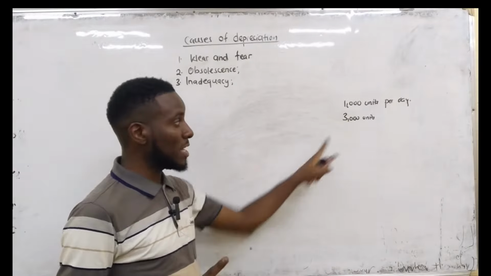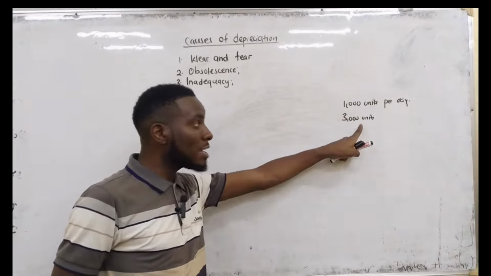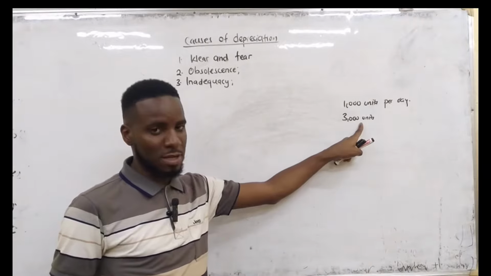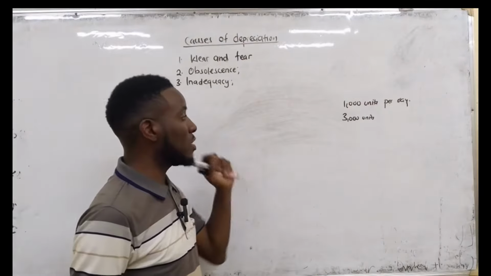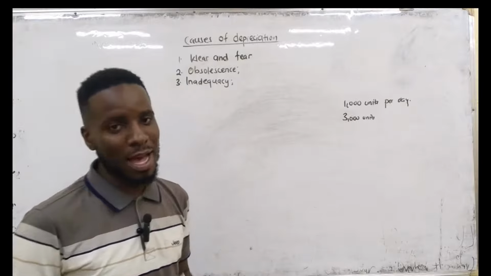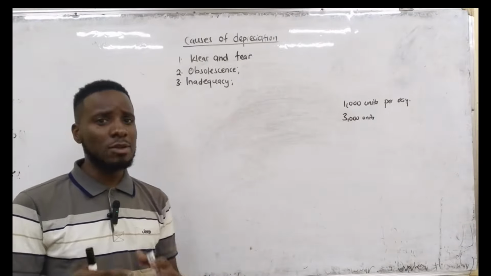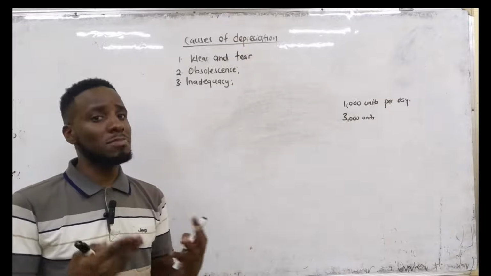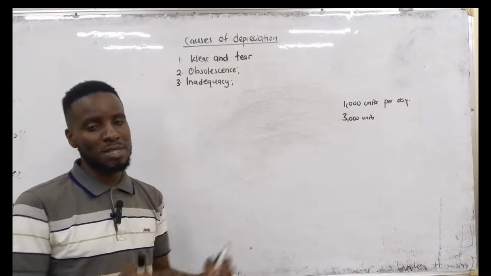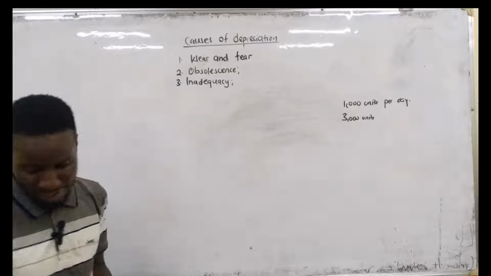Therefore, you'll be required either to sell off this asset and then purchase one that can produce 3,000. That means this asset now is inadequate to perform at the level that you need. That's what they call inadequacy. So the asset loses value because it cannot match up to the demand of the business.